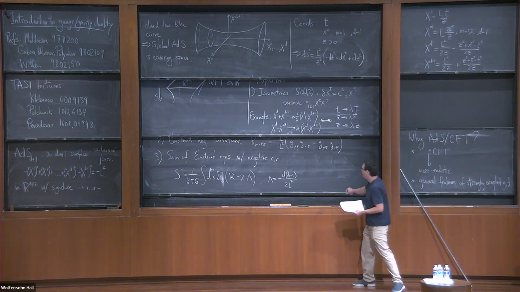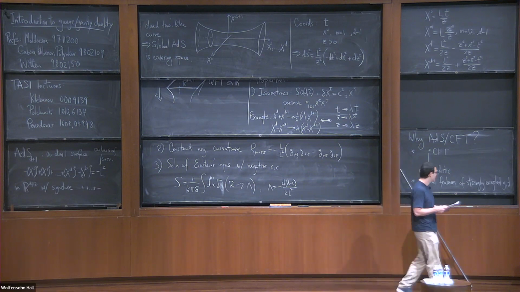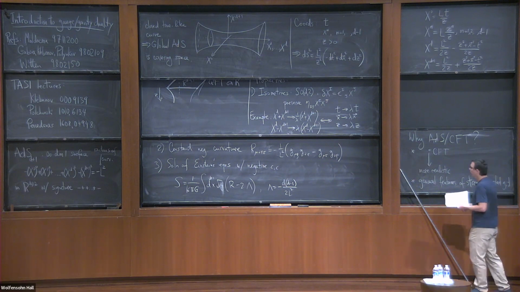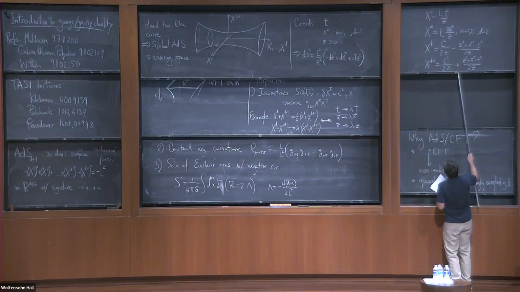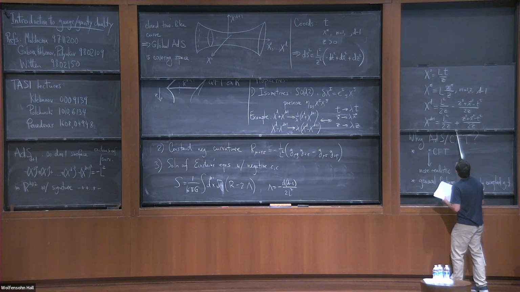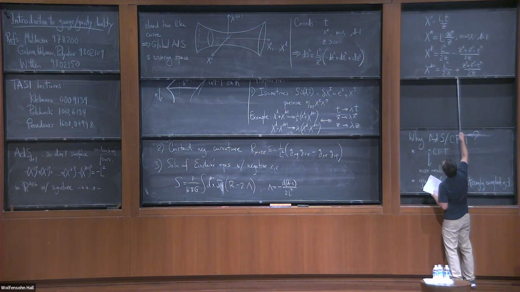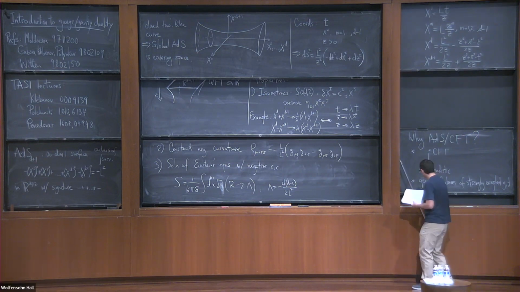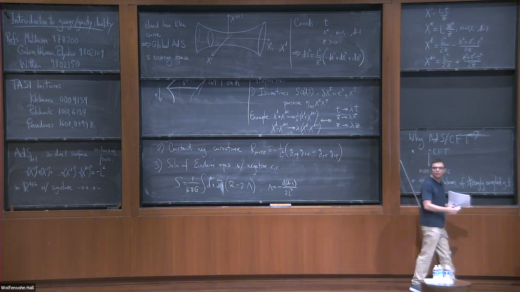Any questions about anti-de Sitter space? Okay. Either super clear or totally incomprehensible. Maybe leave that there. Maybe we'll need those coordinates later. Find an eraser. Okay.